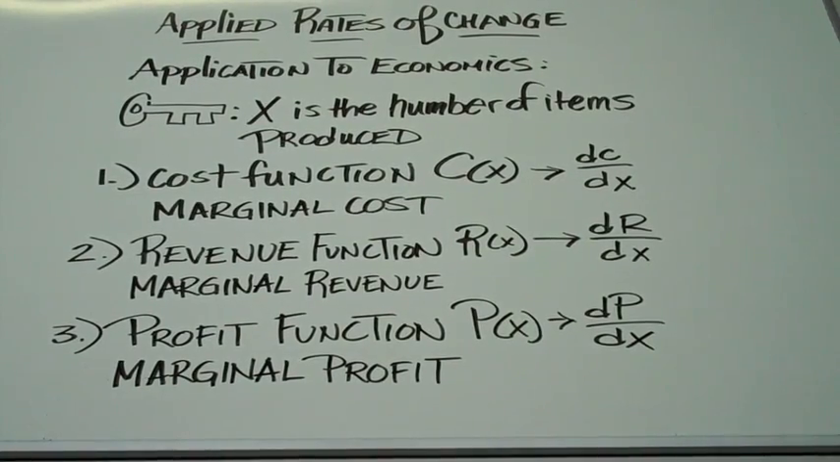The revenue function, R of x, is how much money is coming in. We can look at the change in revenue per number of product being produced. That's the marginal revenue. And the profit function, P of x, is revenue minus cost. Profit equals the money coming in minus the money going out. dP dx is how our profit changes compared to the number of items produced, and that's also called marginal profit.